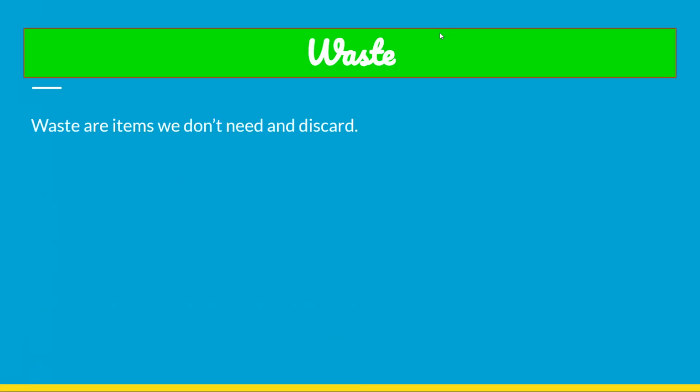Now first of all we will study what is waste. Waste is the items we don't need and discard, which are unusable for us. Waste comes in different shapes and sizes. The waste may be a small thing like a bit of paper or a big thing like the parts of a bus or train. So waste can be of any size and any shape.